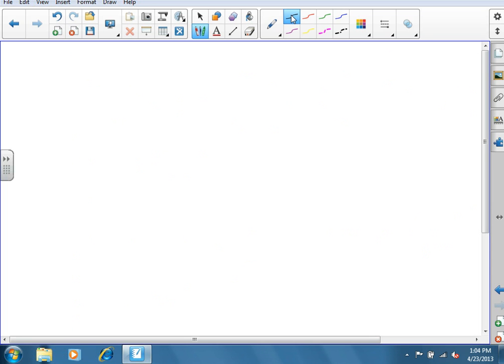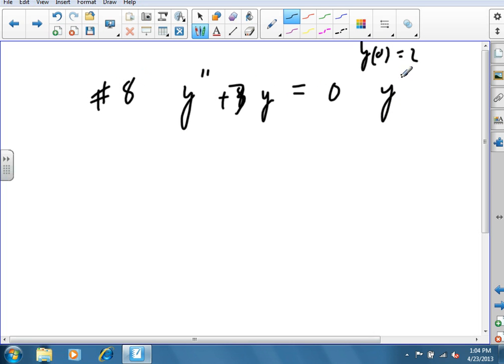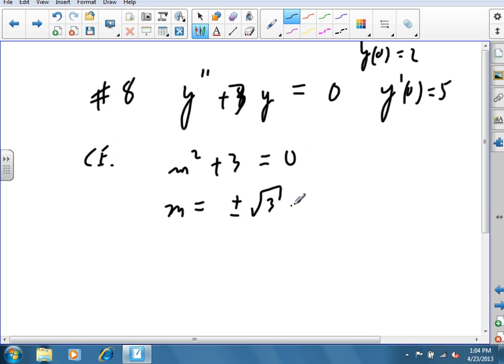And now, why don't we go and revisit that problem? That was number 8. So we're going to revisit number 8. Y double prime plus 3y is equal to 0. Y at 0 is 2. Y prime at 0 is 5. So we're going to revisit the problem and say, well, gee, this has a characteristic equation. M squared plus 3 is 0. M is going to be equal to plus or minus the square root of 3i.